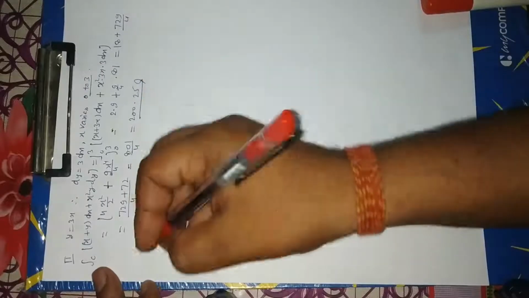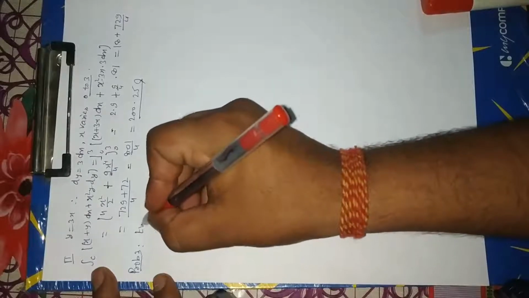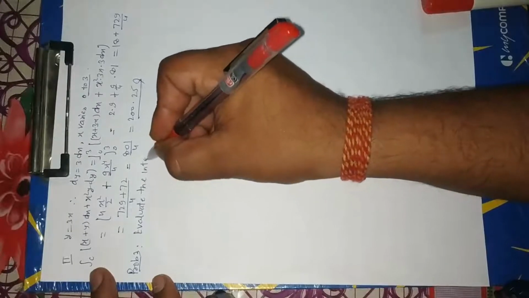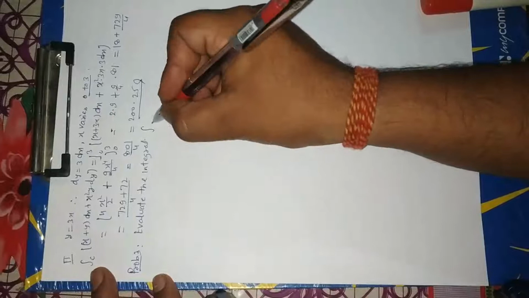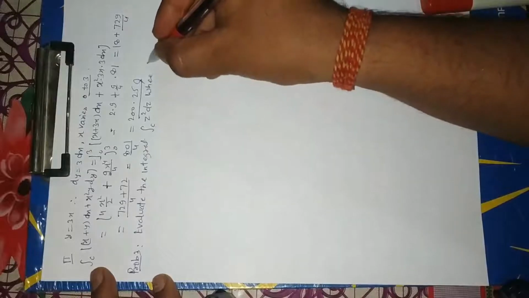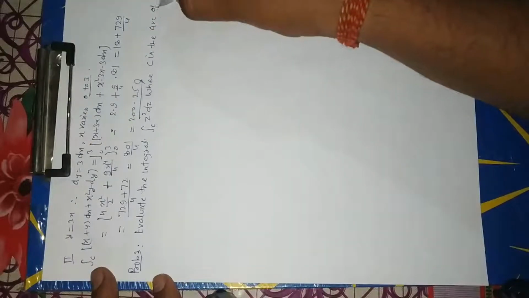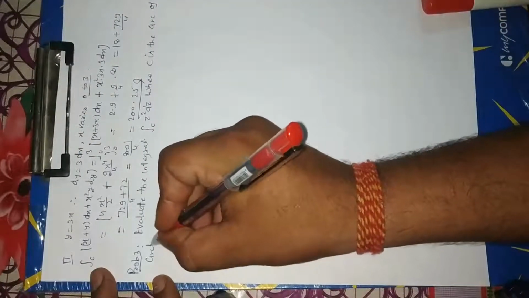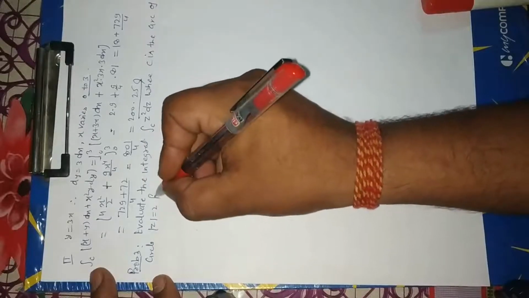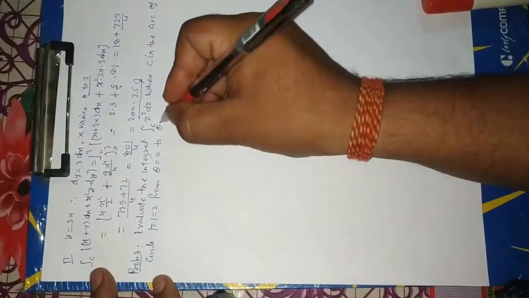Now next, problem number 3. Evaluate the integral over contour C of z square dz, where C is the arc of the circle modulus z is equal to 2 from theta equal to 0 to theta is equal to pi by 3.